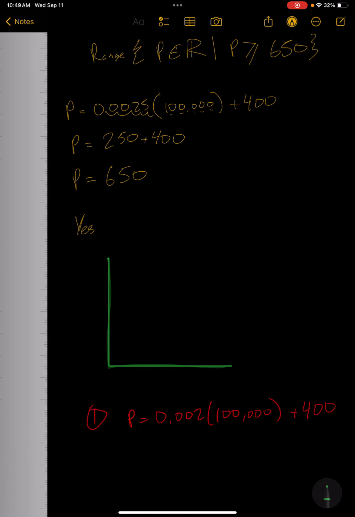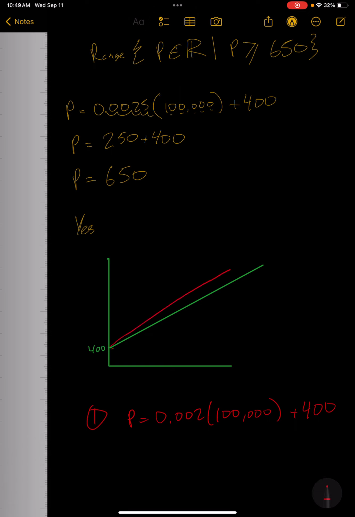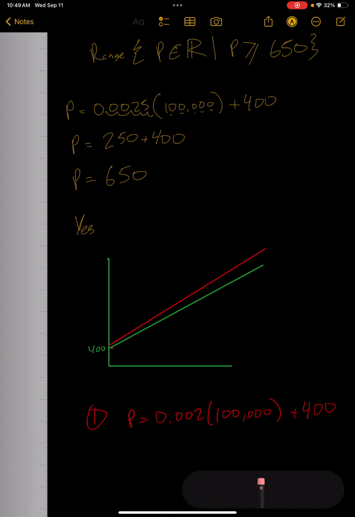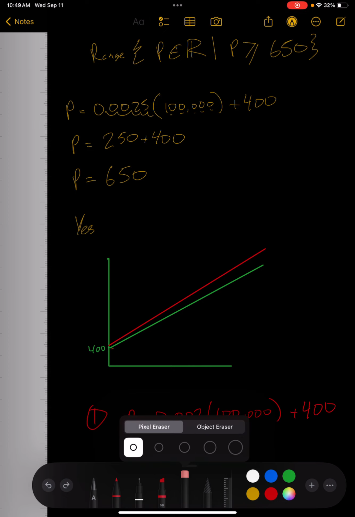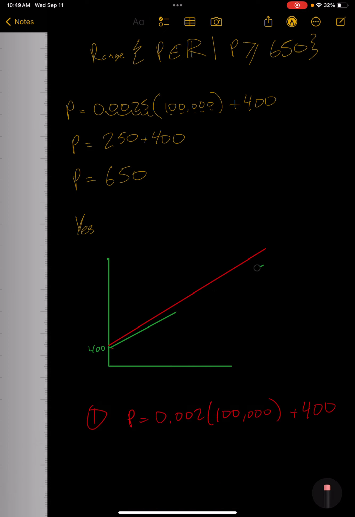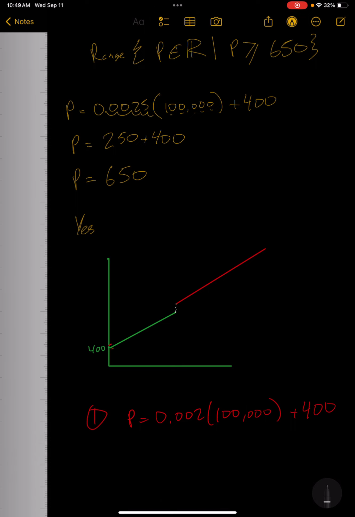And I have my axis. This is at 400. They both start off here. And then one of them goes up like that. And then at 100,000, let's call that 100,000 right there. At 100,000, that's undefined. And it looks something like this. This jump is how much? That's what we're trying to find out.